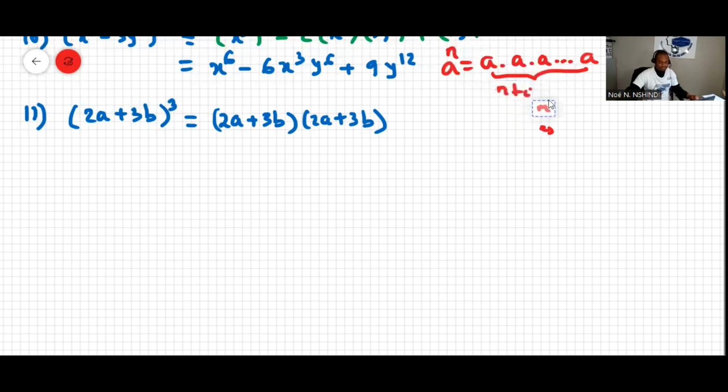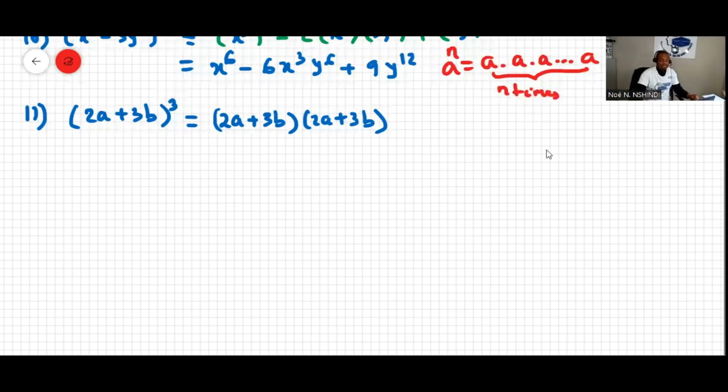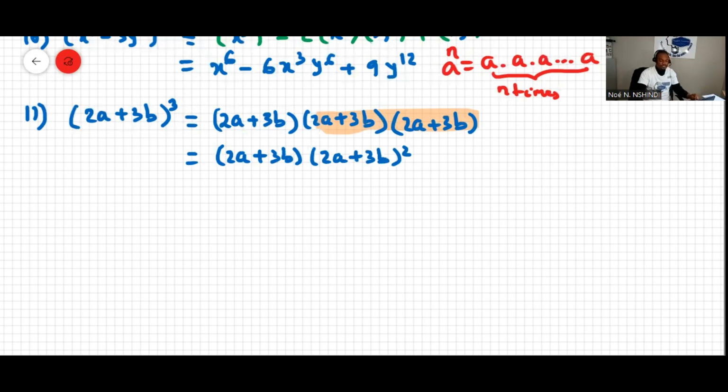This is like 2a plus 3b times 2a plus 3b times 2a plus 3b. Now, you can say this can form 2a plus 3b, and 2a plus 3b raised to the power of 2. So we can apply the formula there.